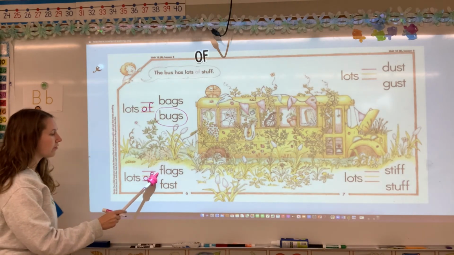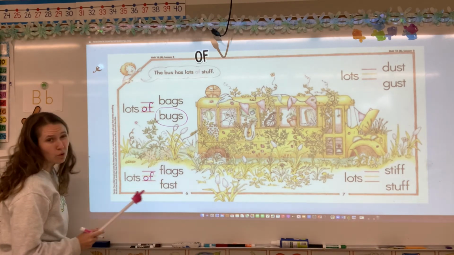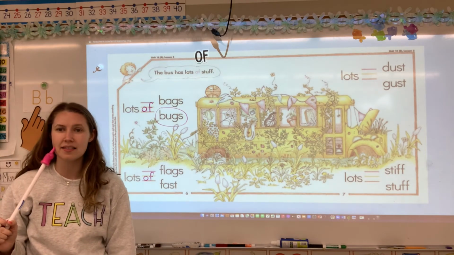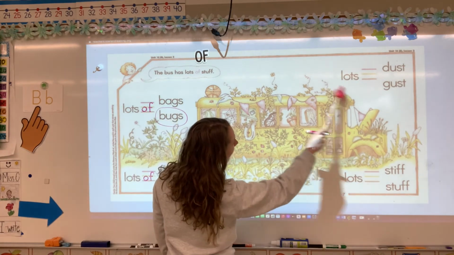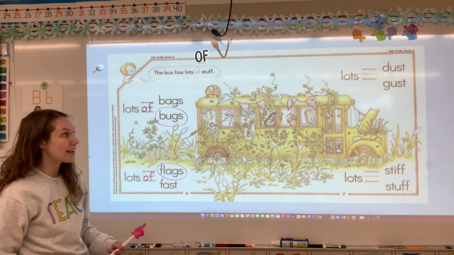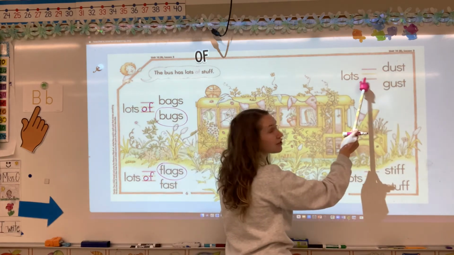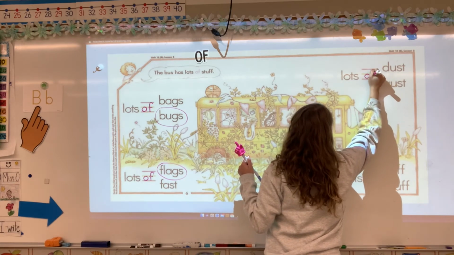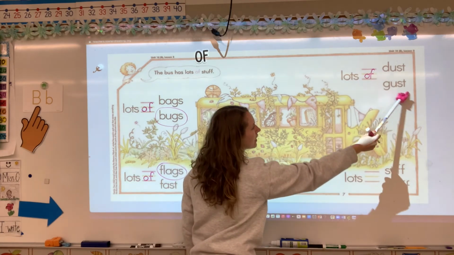Now let's read these words. Flags, fast. Lots of flags or lots of fast? Lots of fast? That doesn't really make sense. Do you see any flags? Oh, I see some flags up here. Oh yeah, there's lots of flags. So I'm going to circle flags. There's lots of flags. Now let's go to the next one up here at the top. Lots, and then I need to write that memory word of, and we spell it O-F. Lots of dust or lots of gust?